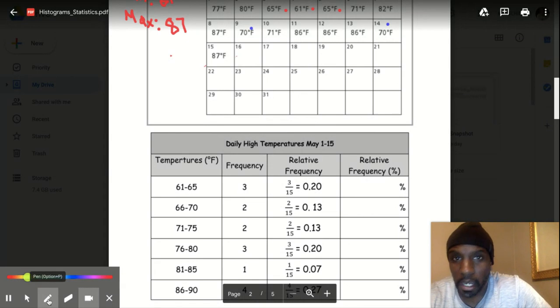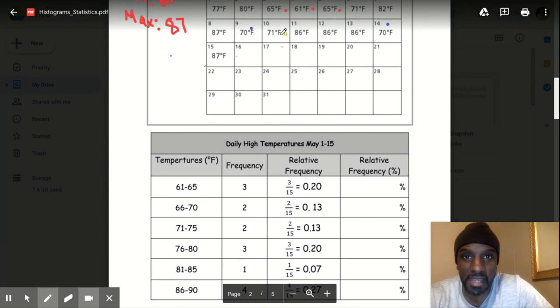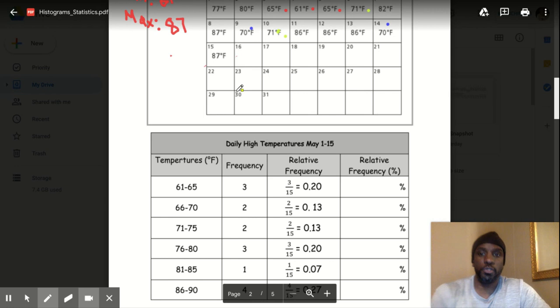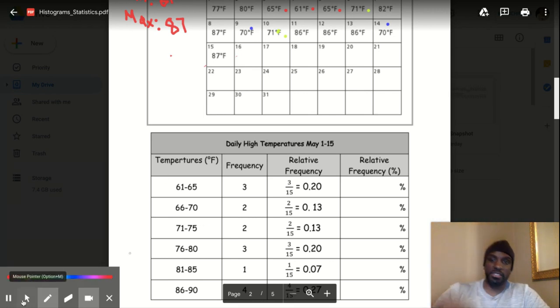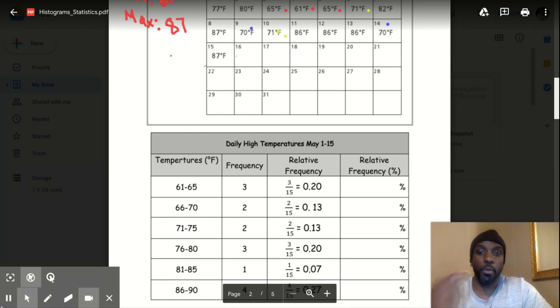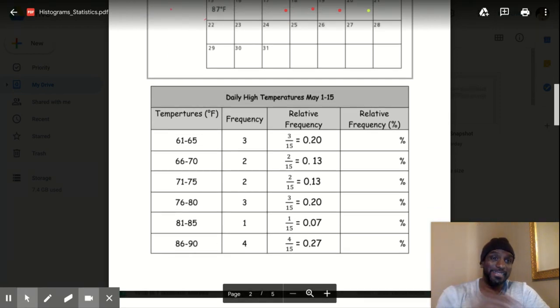So what do I have between 71 and 75? 71 right there. Here's one right here. And right there. Two numbers between 71 and 75. And you can see the rest. There are 3 numbers between 76 and 80. There's one number between 81 and 85. And then there are 4 numbers between 86 and 90.